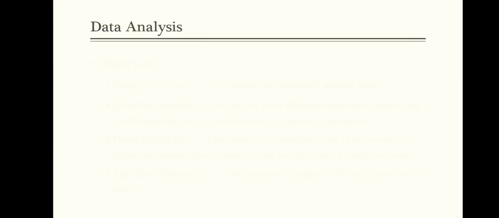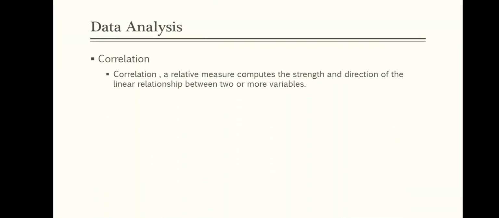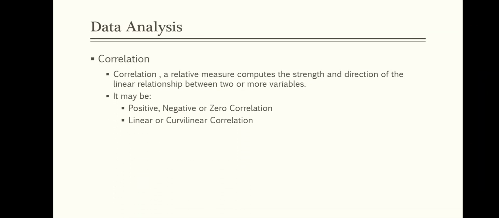Let us go to the third module of data analysis, that is correlation. Correlation, a relative measure, computes the strength and direction of the linear relationship between two or more variables. It may be positive, negative or zero correlation, linear or curvilinear, that is non-linear correlation.